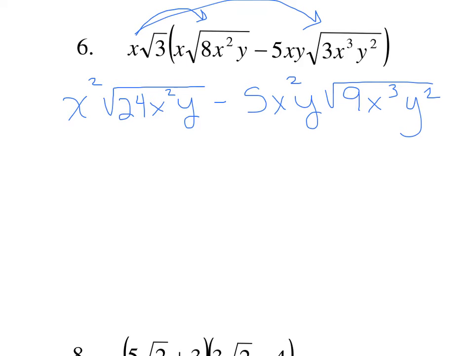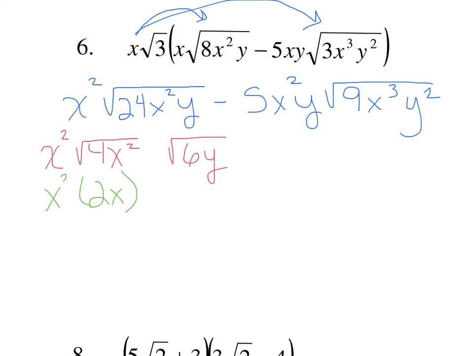And now we simplify. So the 24 is 4 times 6. The x squared is perfect. The y is all alone, so it has to go in the not perfects. The square root of 4x squared is 2x. It gets multiplied times this x squared out front, and that gives us 2x cubed, and the not perfects come down, square root of 6y.